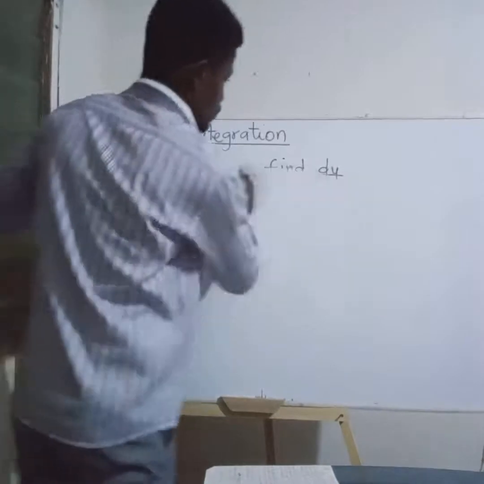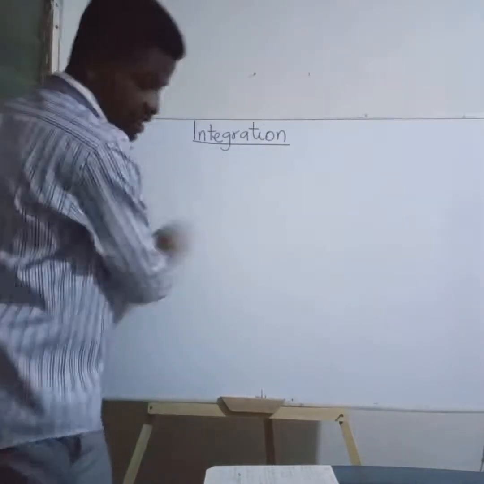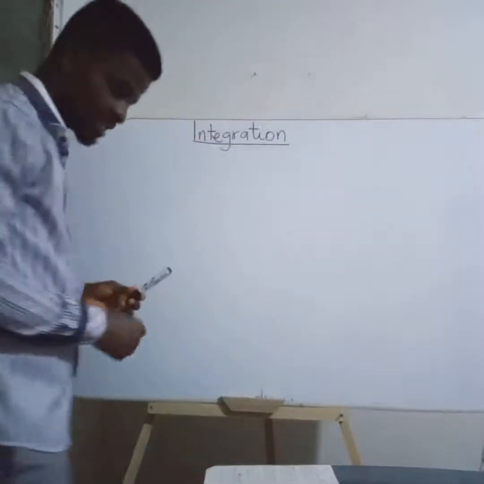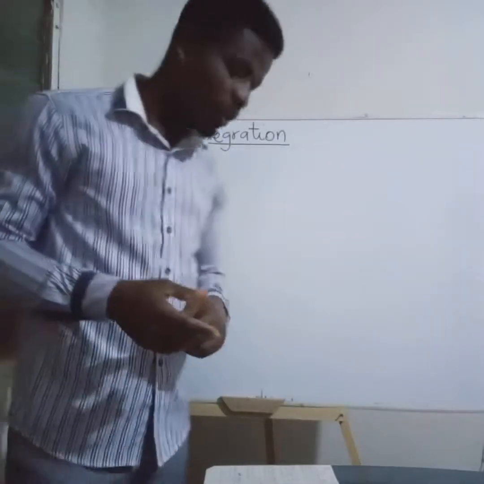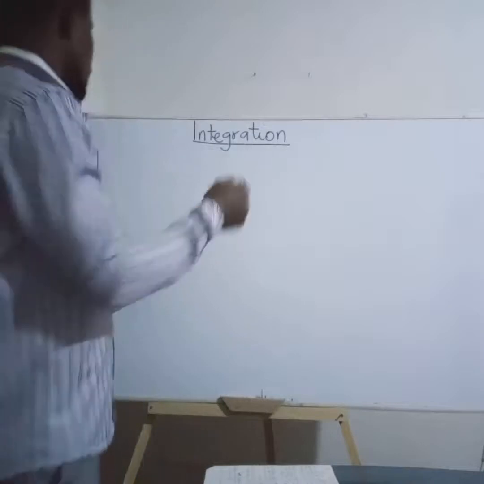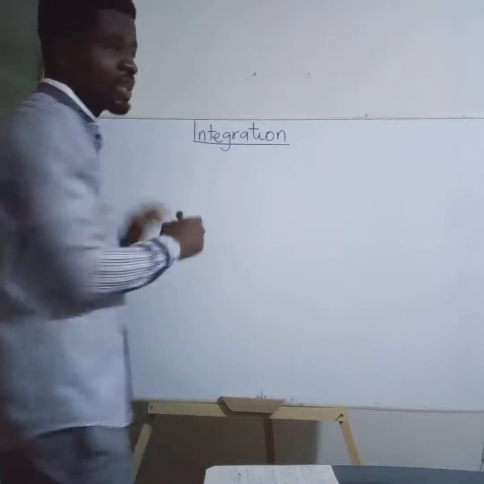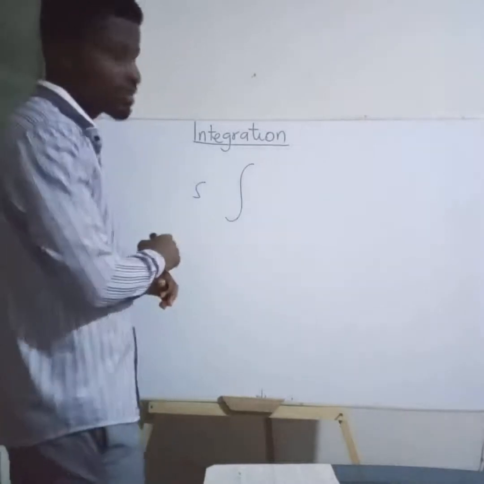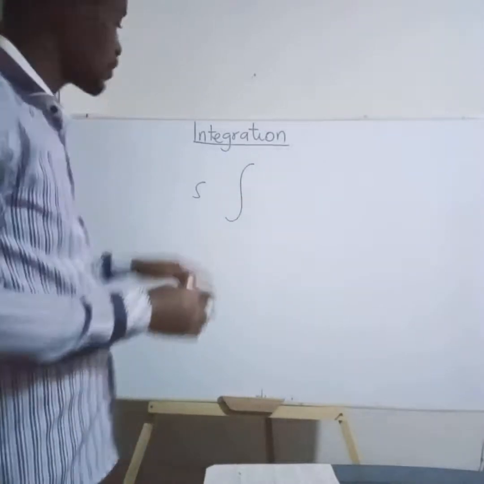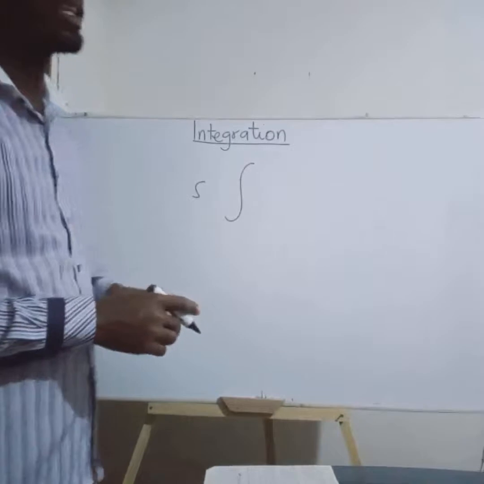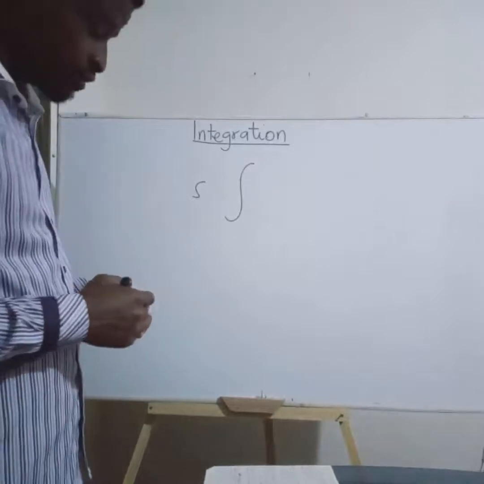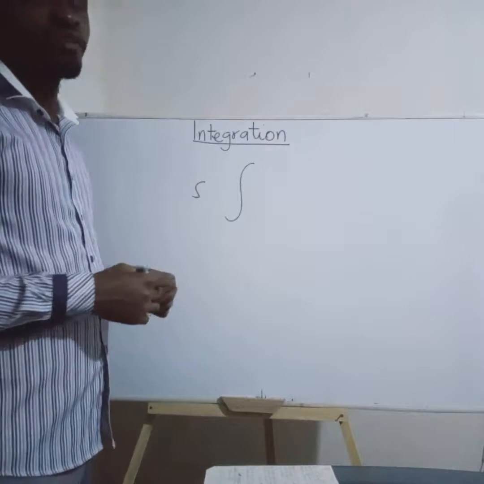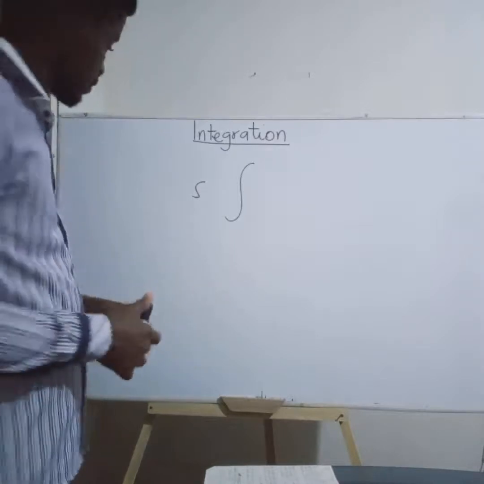Okay, in integration, we use an elongated s to replace the words "integral of". So we just elongate the s to show that we are integrating. So we use this sign to replace the integral of. So anytime you see this elongated s, it means you are finding the integral of. Good.